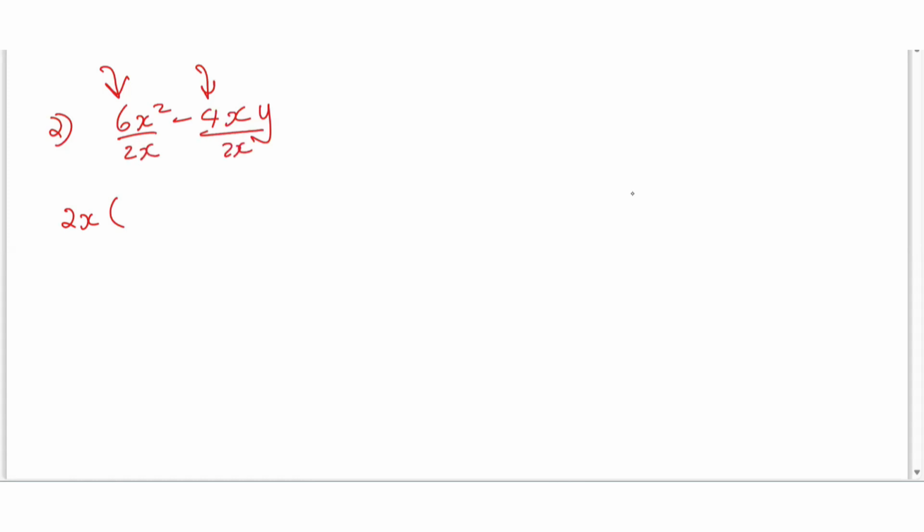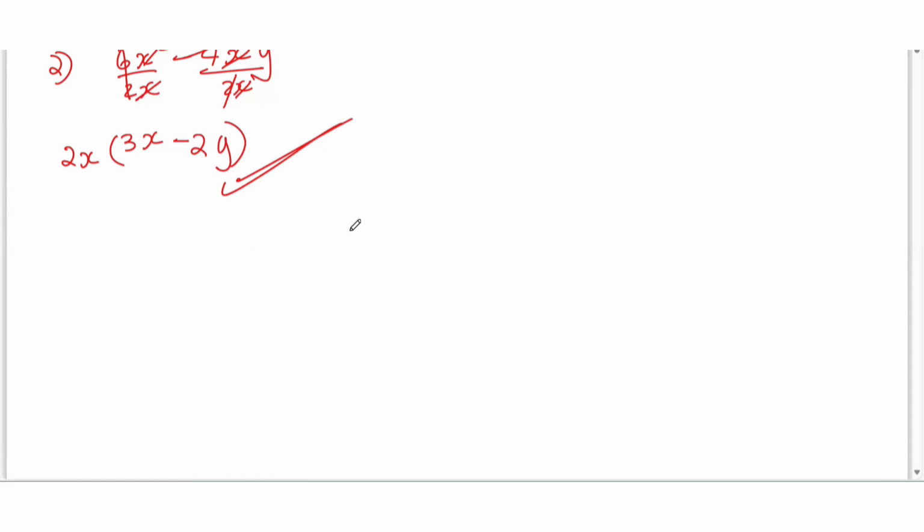Now when 2 goes into the 6, that's 3. When x is divided into x squared, that is x. Then when 2 goes into that negative 4, we actually have negative 2. And when x is divided into xy, we're left with the y. So this is the result. We just took out the greatest, or what we call the highest common factor. We divide throughout by it, and we get that. All right, so basically, that is how you factorize with the greatest, or depending on where you are, we could say the highest common factor.